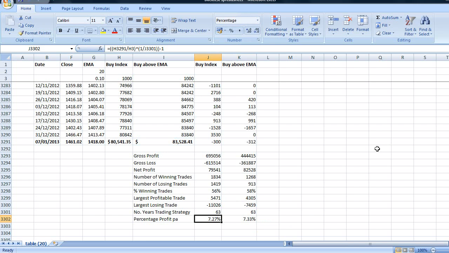In fact, we'll look at this again, 7.27%, almost identical, 7.27% for buying the index and 7.33% for buying above the exponential moving average. And there we go, we've got two similar strategies but slightly different results on the other metrics.